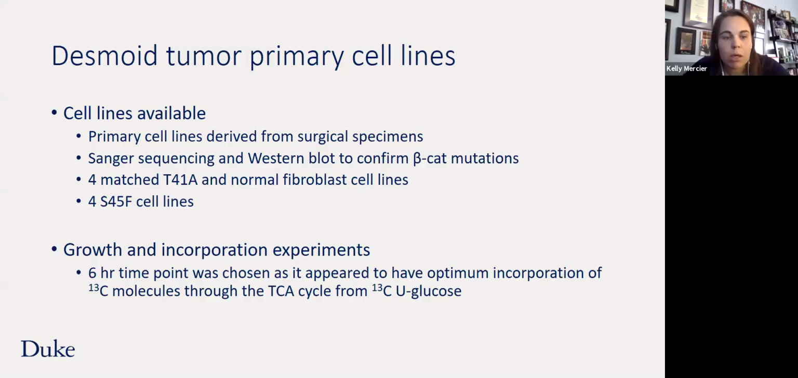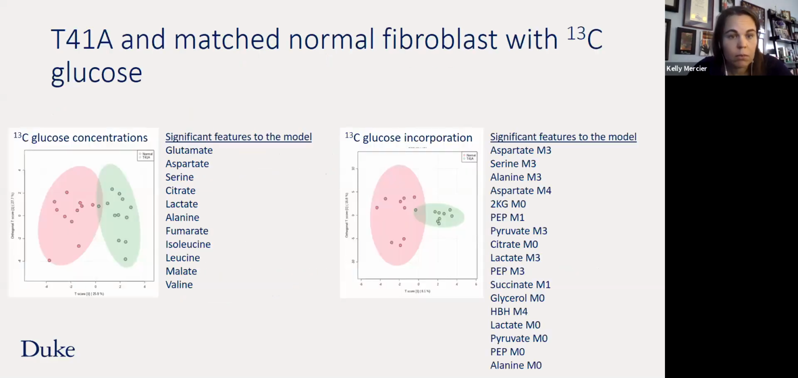In order to carry out these experiments, we needed to do an incorporation experiment in order to make sure that the C13 molecules were being incorporated into the pathways. And that was determined to be a 6-hour time point. To date, we have collected GCMS concentration and flux data on the T41A and matched normal fibroblast cell lines. You can see on this slide that we have supervised analysis for the C13 glucose concentrations and incorporation.